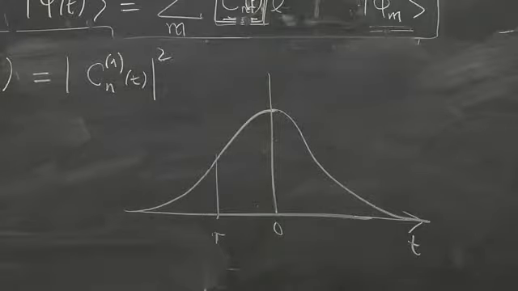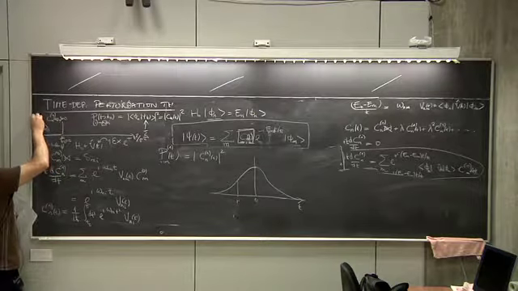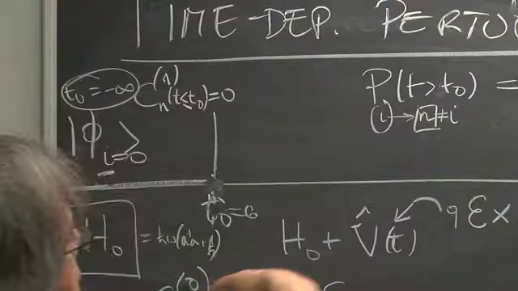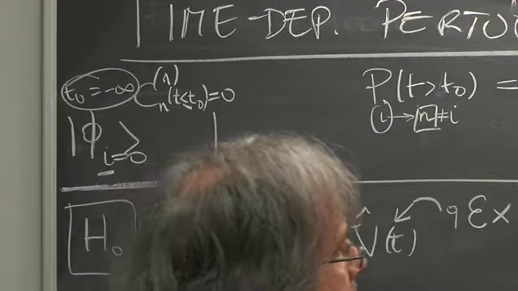What is the probability, for instance, in the ground state? So at the beginning, I was in the ground state, i equal to 0, for time t0 equal to minus infinity, okay? Then I turn on the field like that, and I switch it off.